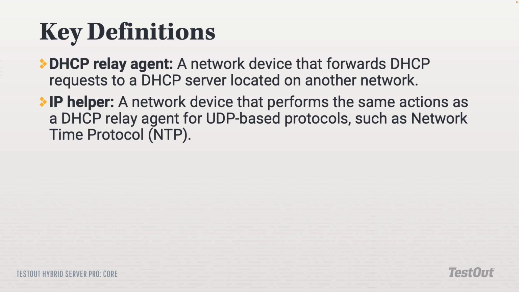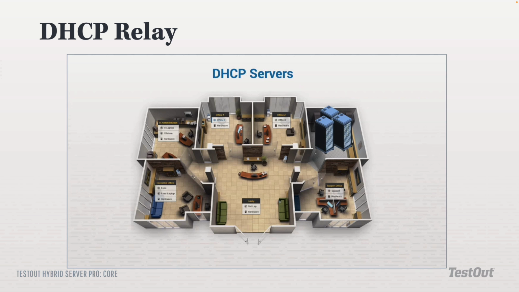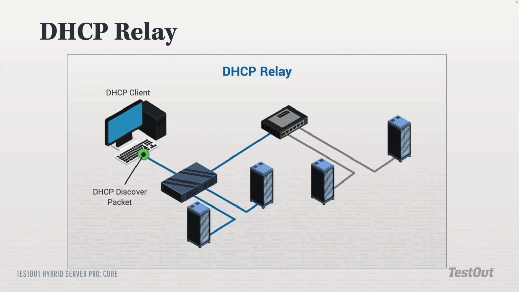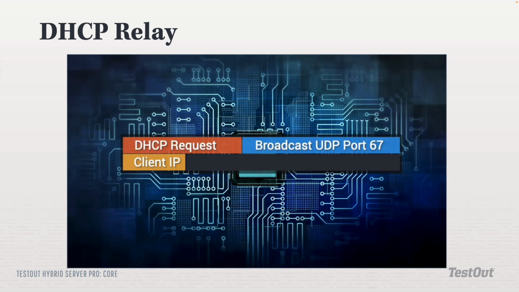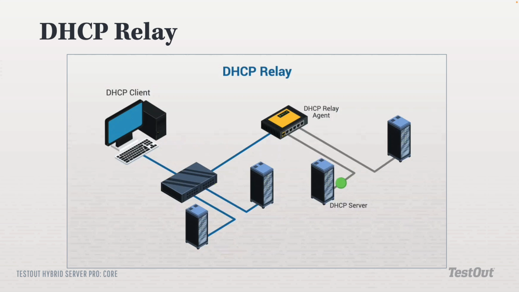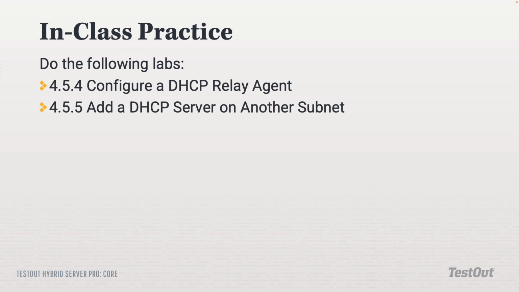The IP helper is a network device that performs the same actions as a DHCP relay agent for UDP-based protocols, such as network time protocol. So the IP helper will help that traffic get from one network over to the other one, taking in that broadcast and then switching it over, okay? So this is just a fancy way to show you how all that works. Yep, our DHCP offer comes through. It says, hey, this is how you get there, and it gets it across the network. I like my diagram better.